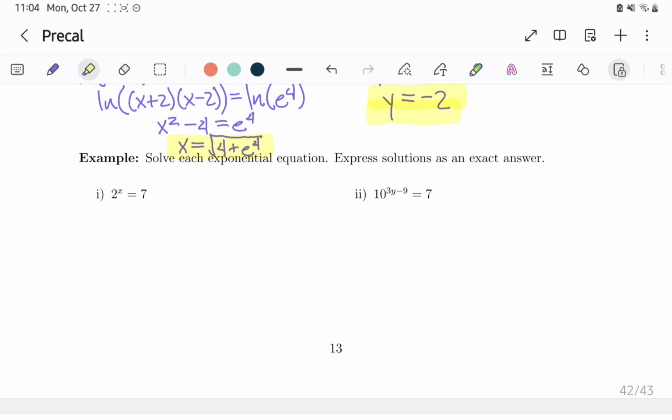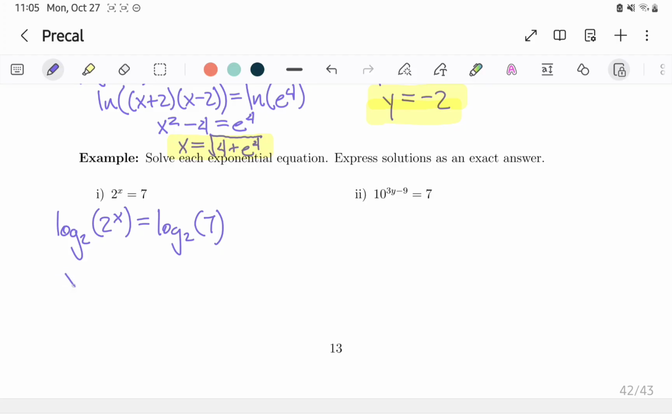All right, in the next examples, we are going to solve exponential equations. And again, we're asked to express our solutions as exact answers. So for our first example, we're given 2 to the x is equal to 7. And so what we can do is take log base 2 on both sides. In doing that, we're going to have log base 2 of 2 to the x is equal to log base 2 of 7. And then, of course, using the power property is going to allow us to move x from the exponent.